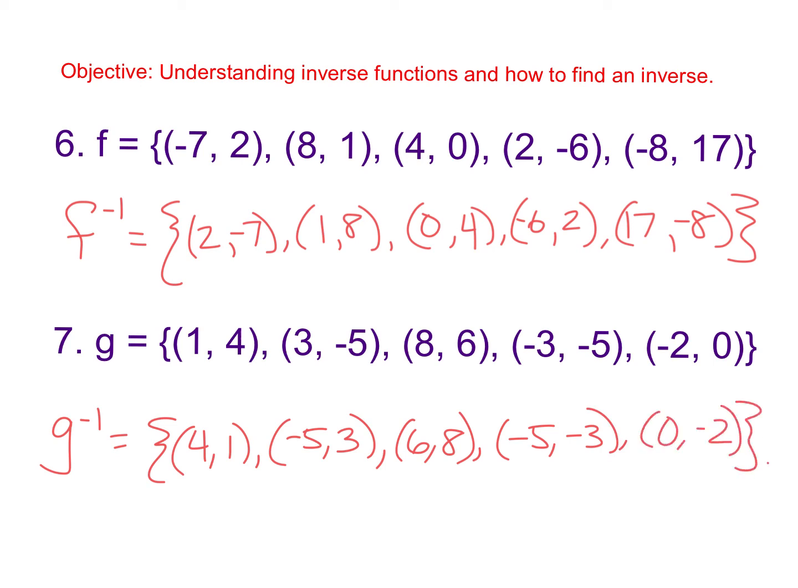Now, I actually have an issue here. Does anyone notice the issue? I have 2 -5s. That's not okay. You're not allowed to repeat your x's, so this is not a function. Right? So the inverse is not a function, so that's an issue. So technically g does not have an inverse. Right? So there's no inverse. Technically, we can write down this version of it, but it's not technically the inverse because inverses are functions. So remember, you can't repeat your x's when you have a function.